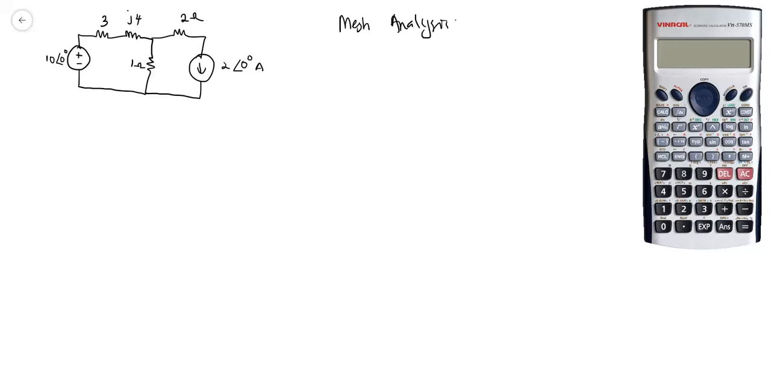So for the mesh analysis, the first thing you need to do is to determine the mesh current and the direction. So this is I1 and I2.